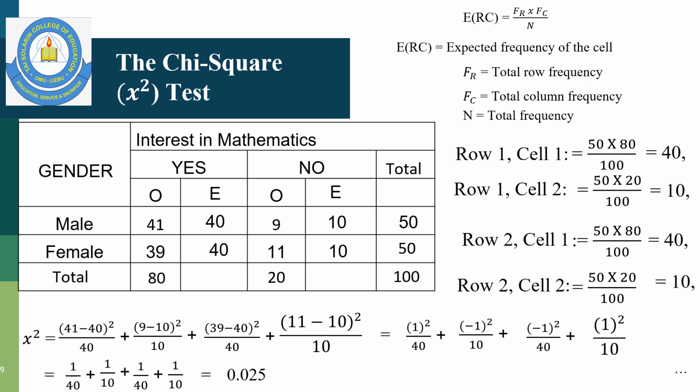So if you divide 1 by 40, that gives us 0.025, plus if you divide 1 by 10, we are going to get 0.1, plus if you divide 1 by 40, you are going to get 0.025, plus if you divide 1 by 10, you are going to get 0.1. So if you now add 0.025 plus 0.1 plus 0.025 plus 0.1, that should give us 0.25.